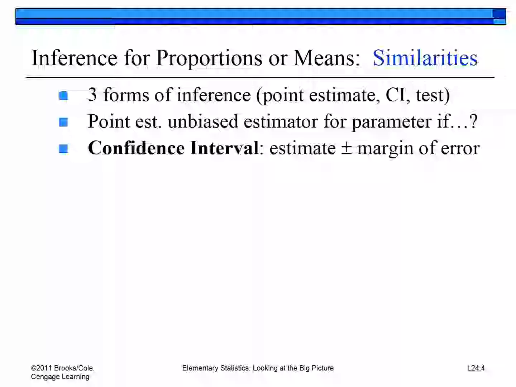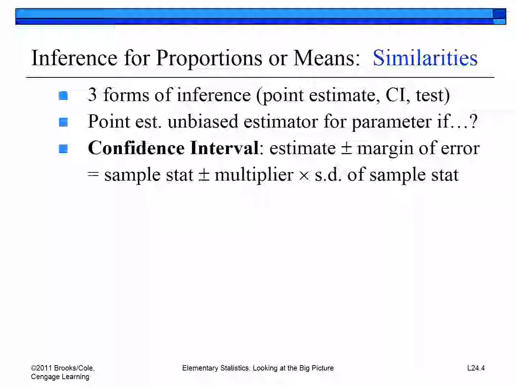Confidence intervals are constructed in much the same way. The center of the interval will be the point estimate, and we will add and subtract a margin of error. In general, that means we're going to take the sample statistic. For means, that's going to be the mean of the sample. For proportions, it was the proportion in the sample. And we'll add and subtract some multiplier times the standard deviation of the sample statistic.